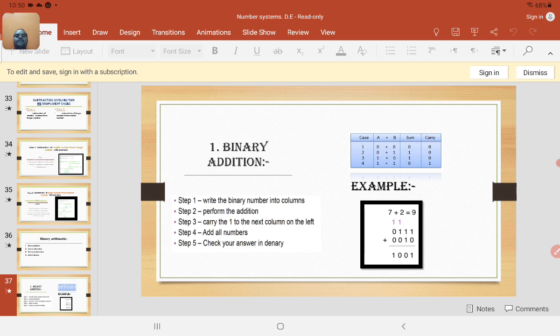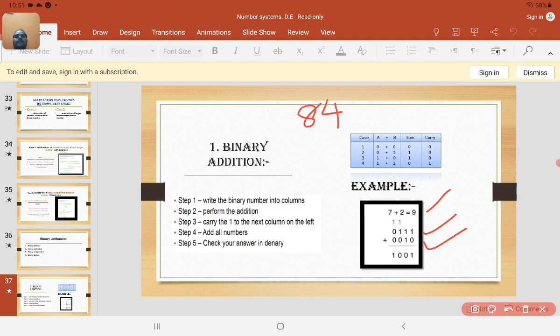First write the binary numbers in columns. Perform the addition, carry the 1 to the next column on the left and add all the numbers, then check your answer in decimal. So here 7 plus 2 is given. We know that the binary number for 7 is 0 1 1 1 and for 2 is 0 0 1 0. So how to do it?